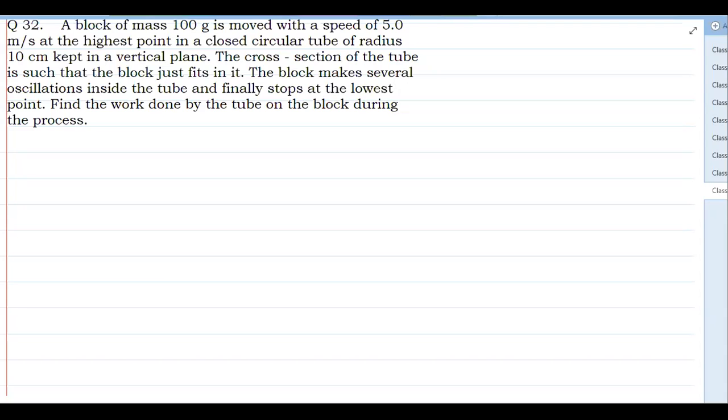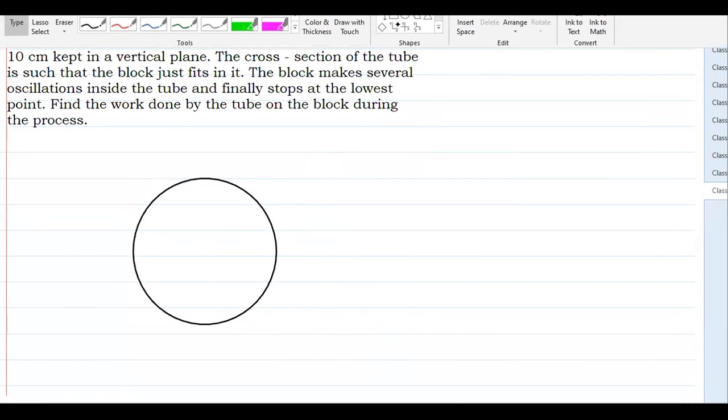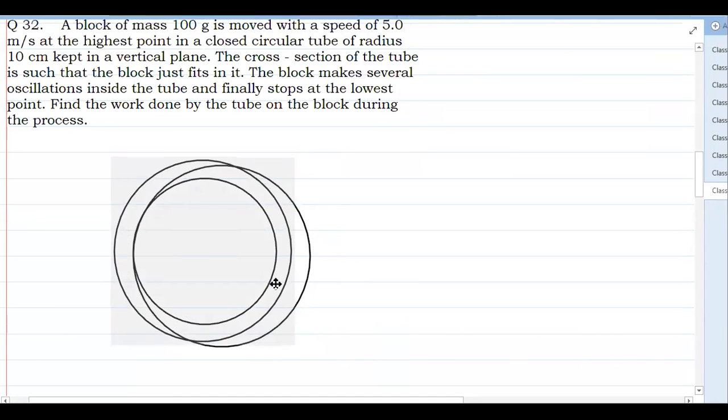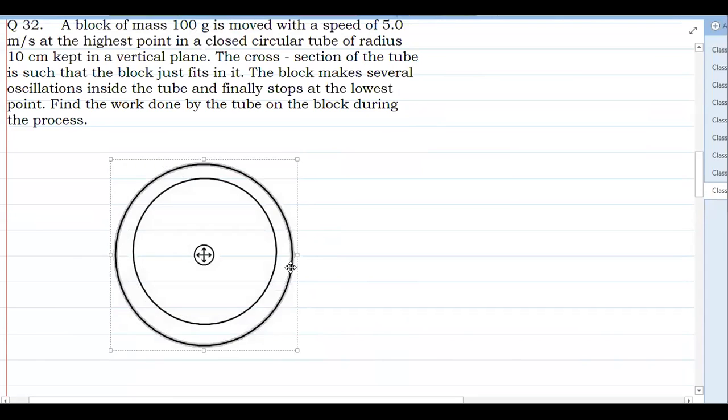So for finding work done, first we will make the diagram. So this is the circle, and we are trying to make the circular tube. So this is the circular tube, and in this circular tube, a block of mass 100 gram is moved with a speed 5 meter per second at highest point. So we have the object here.